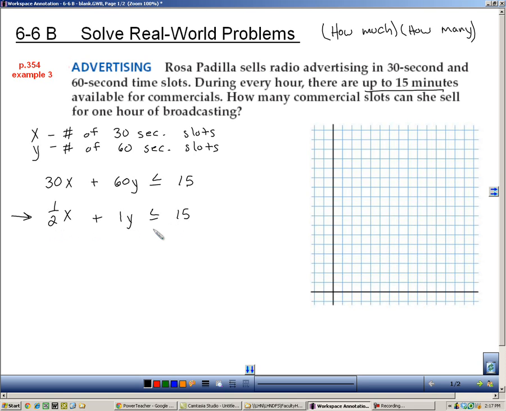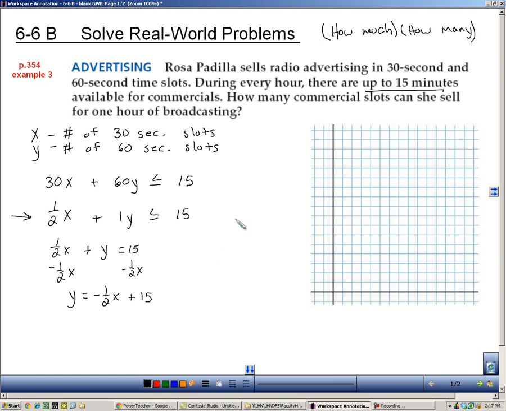I'm going to now graph a boundary line. So I take 1/2 X plus Y equals 15. And now I'm going to isolate the Y by subtracting 1/2 X. So we get Y equals negative 1/2 X plus 15.